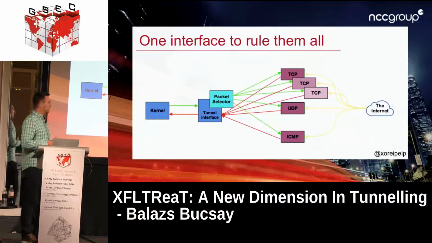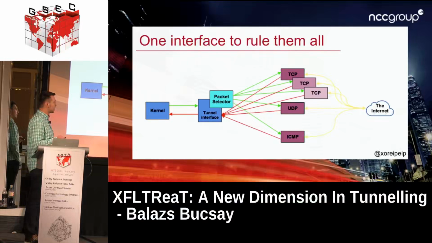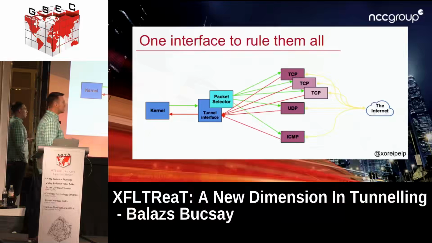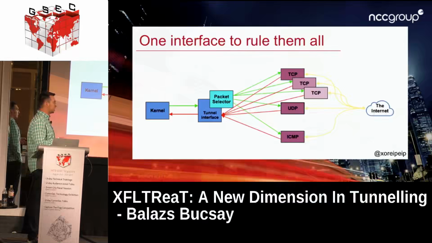This is the server side of the tunneling solution of the framework. We have the internet here. The clients are connecting from this direction to the XFLTReaT server. The purple boxes are the modules. In this picture, we have several TCP modules because we have different clients, UDP and ICMP. If the client is using ICMP, then it will send all the ICMP packets there through this line. The module will care about the decapsulating. Then the original packets will be forwarded to the tunnel interface.